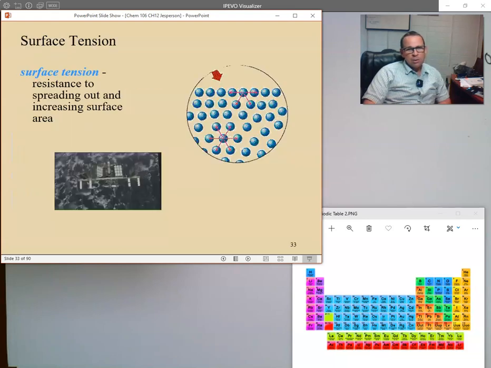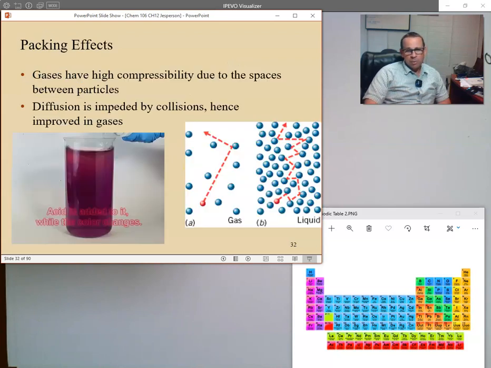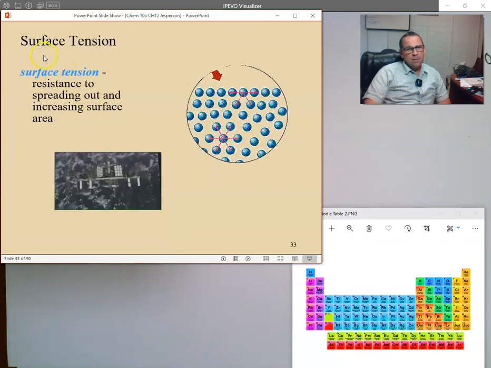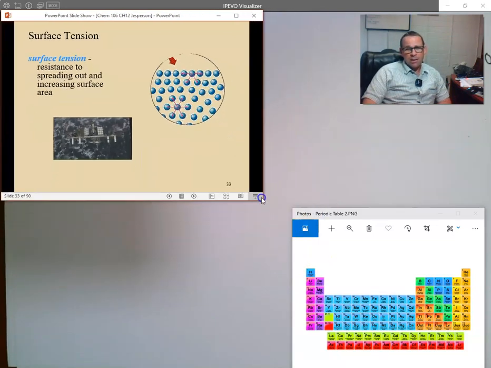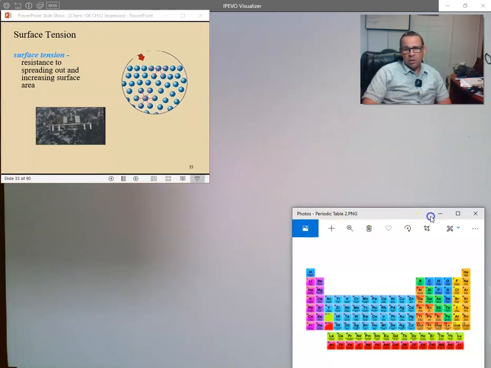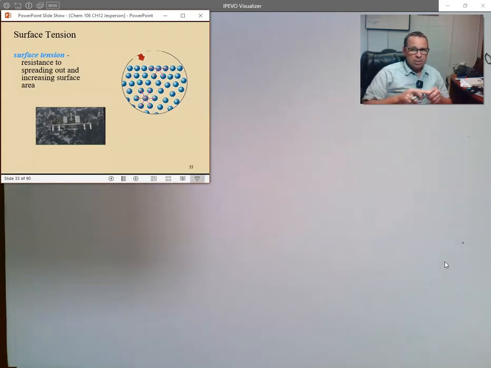Some other things that intermolecular forces bring to the equation, or teach us about. One of them is what we call packing effects. Another thing is called surface tension. If I have a surface of atoms, like if this is glass, for example, then when another molecule hits the surface, that molecule will spread out on that surface according to the amount of intermolecular forces that it can have in common with the surface. So let's talk about this a little bit.